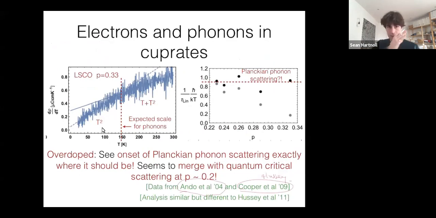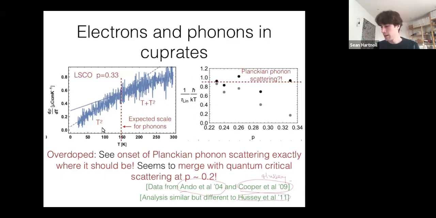And they have nice, pretty close data, because I want to take a temperature derivative, right? So the data points need to be closely spaced in temperature. They did this, and actually I'm going to do an analysis that's extremely similar to what was done in this paper by Hussey et al. But it's fine. It's the same data, but I'm going to reach a slightly different conclusion.